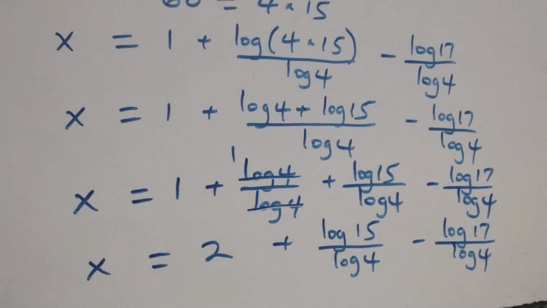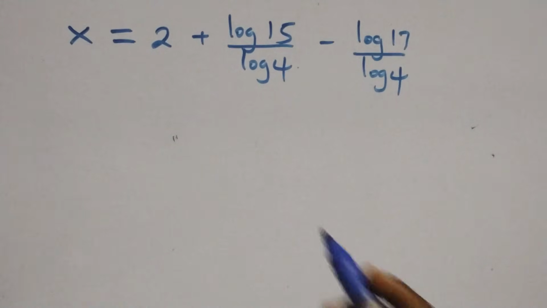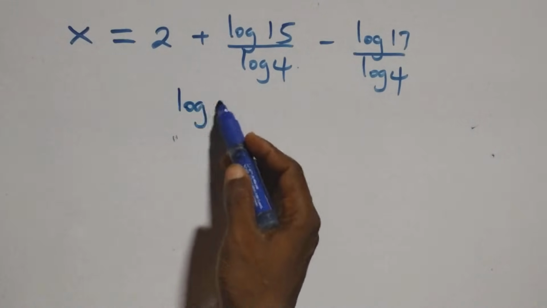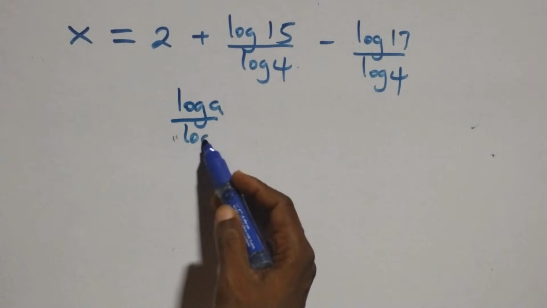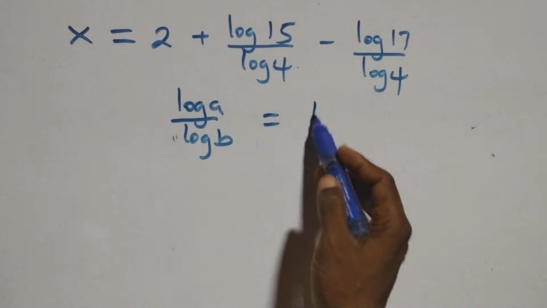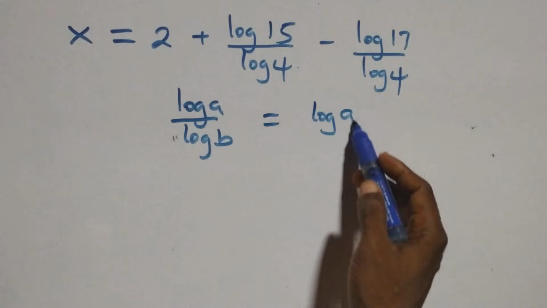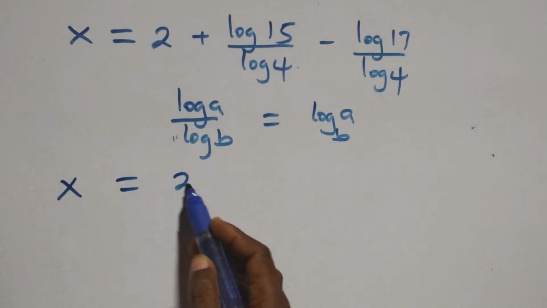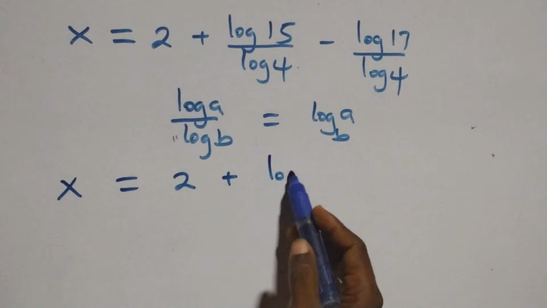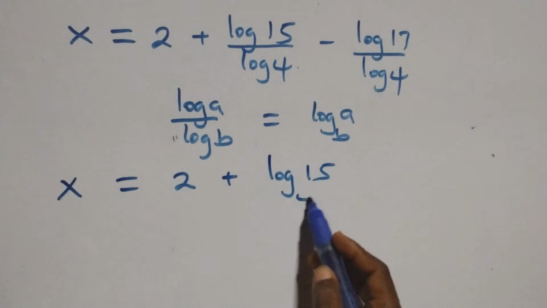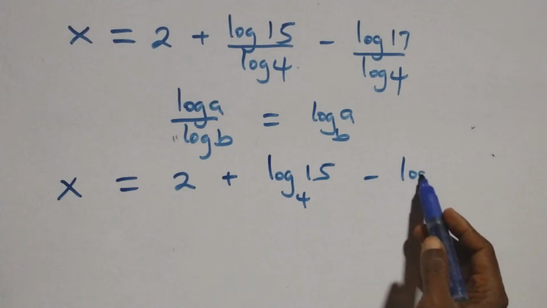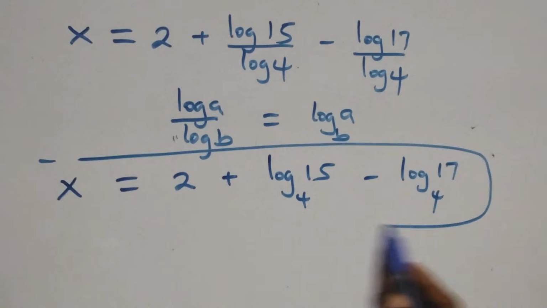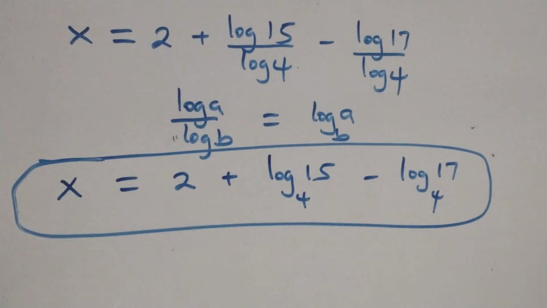That is, from here, we can decide to leave our answer in base 4. And from change of base, when we have log A over log B, this is the same thing as log A to base B. Here we have x equals 2 plus log 15 base 4 minus log 17 base 4. As this, we have the value of x in this problem.